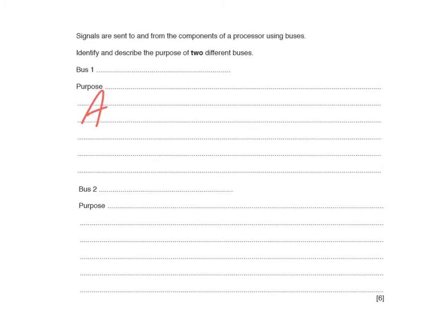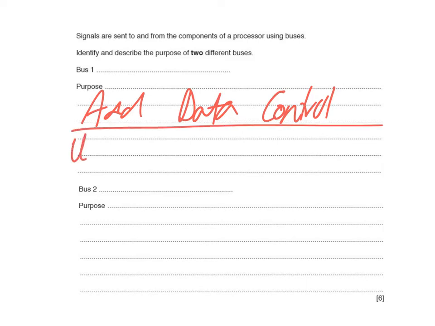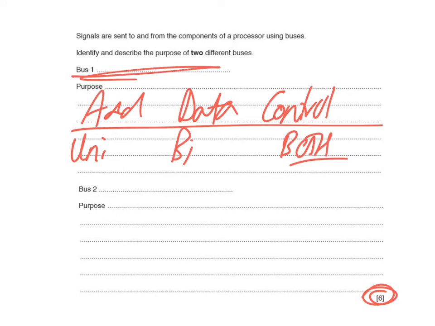So we know we can have the address bus, the data bus, and the control bus. We already answered the control bus ones. For each of those, what we want to do is talk about the data. The address bus is unidirectional, the data bus is bidirectional, and the control bus can be both, either or. Look at 6 mark questions: we want 1 mark really for identifying the bus, and then 2 purposes.